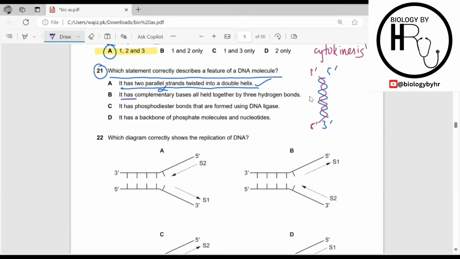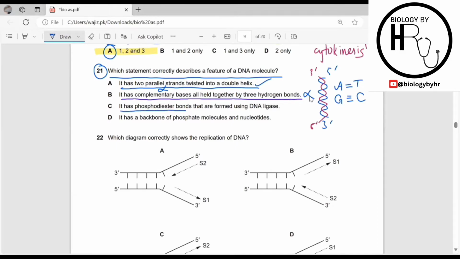Option B is saying it has complementary bases all held together by 3 hydrogen bonds. Now, this is not the case. Not all complementary bases are held together by 3 hydrogen bonds. We know that when adenine bonds with thymine, it makes 2 hydrogen bonds, and when guanine bonds with cytosine, it forms 3 hydrogen bonds. Hence, this is also incorrect.